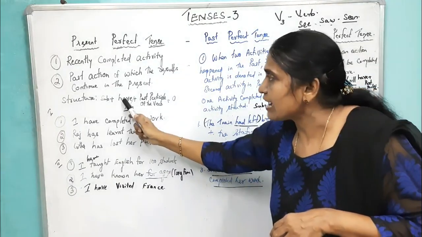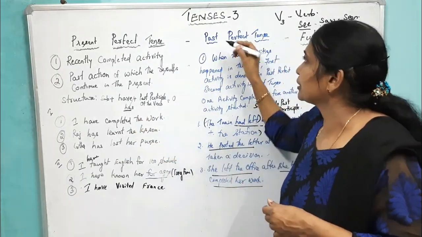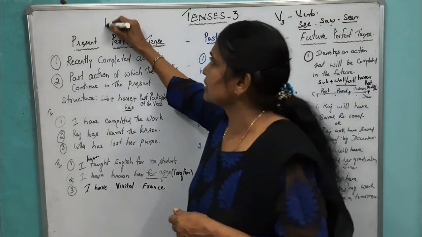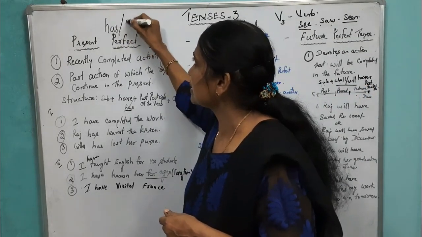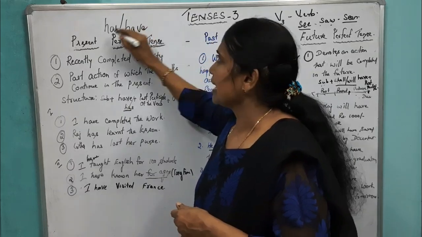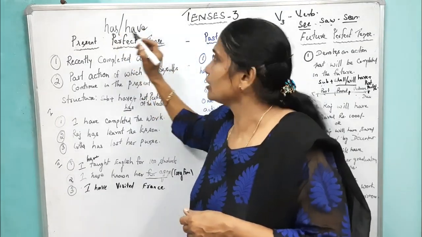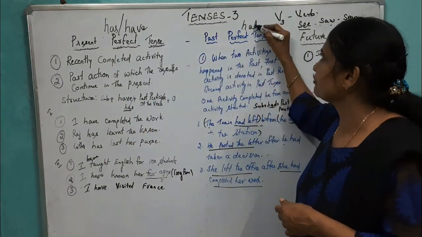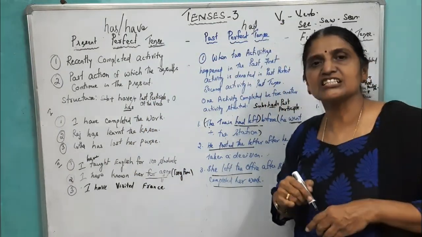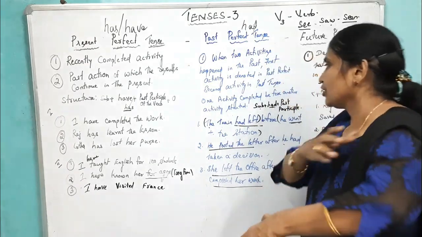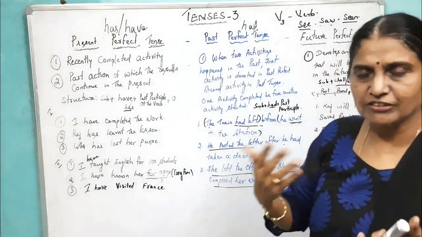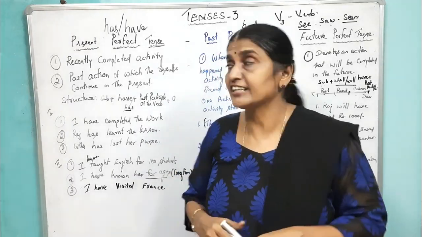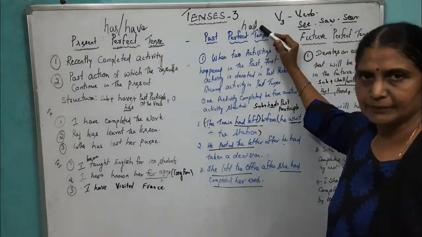Here you used have or has. But in here, because it's past, you have to use had. So present perfect tense, use has or have. Has for third person singular and have for the rest of the persons. And here you have to use had for everybody. All the persons you have to use only had. Now whether the subject is first person or second person or third person, singular, plural, for everything you have to use had. Got it?